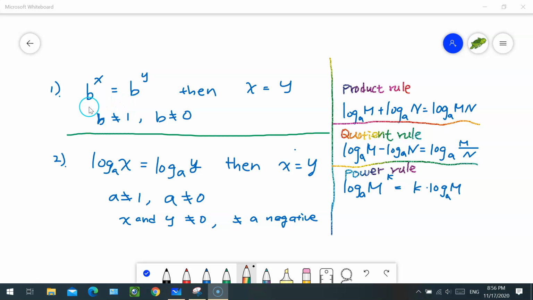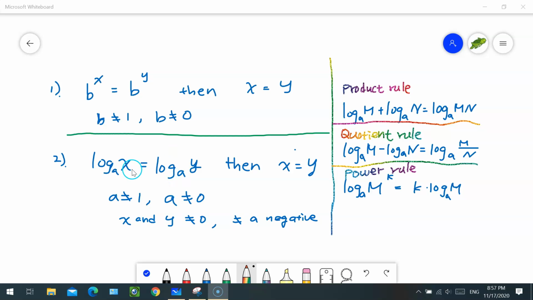So the first theorem: when you have b to the power x equal to b to the power y, then x will equal y, because the base b numbers are the same on both sides. But you have to make sure the base b cannot be equal to 1, and the base b cannot be equal to 0.